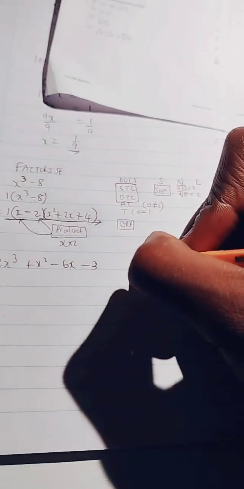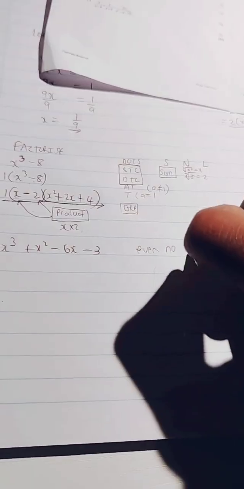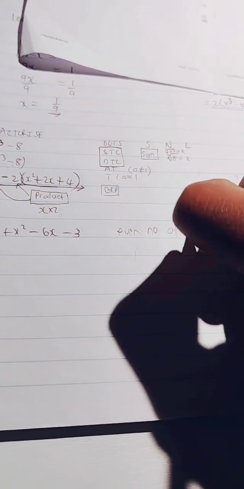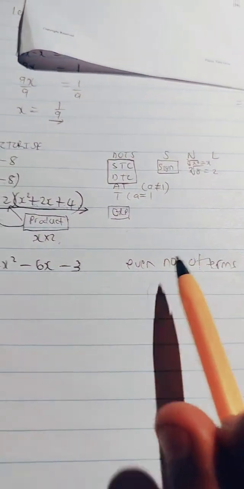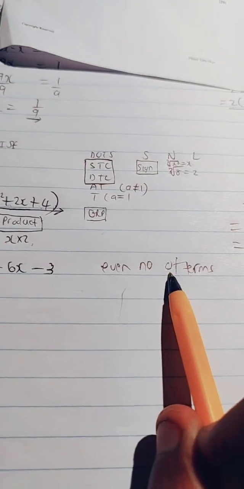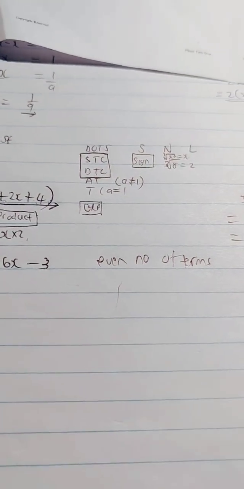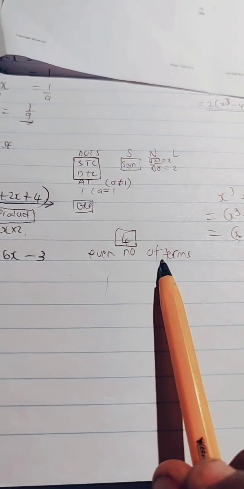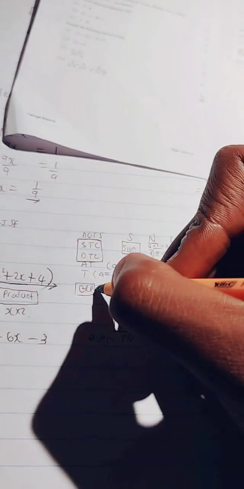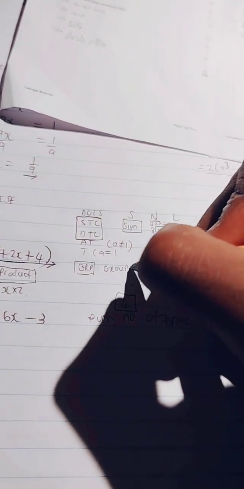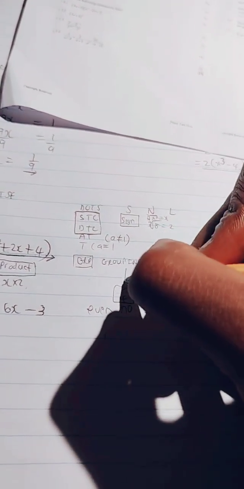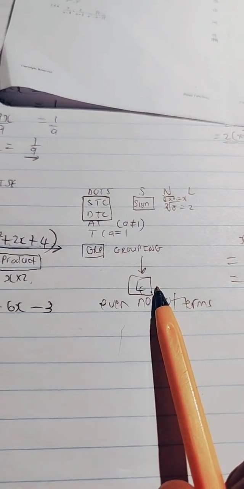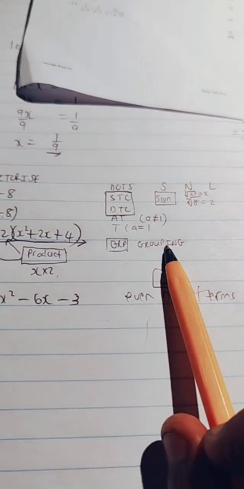But now we have to consider that we have an even number of terms. What do we mean by even number of terms? Even number of terms, guys, means that we have 2, 4, 6, 8. We have 4 terms. That is an even number of terms. So now we have to consider a type of factorization whenever we have an even number of terms. And that is a factorization that we refer to as grouping. So we are going to group the terms and then from there apply grouping factorization.